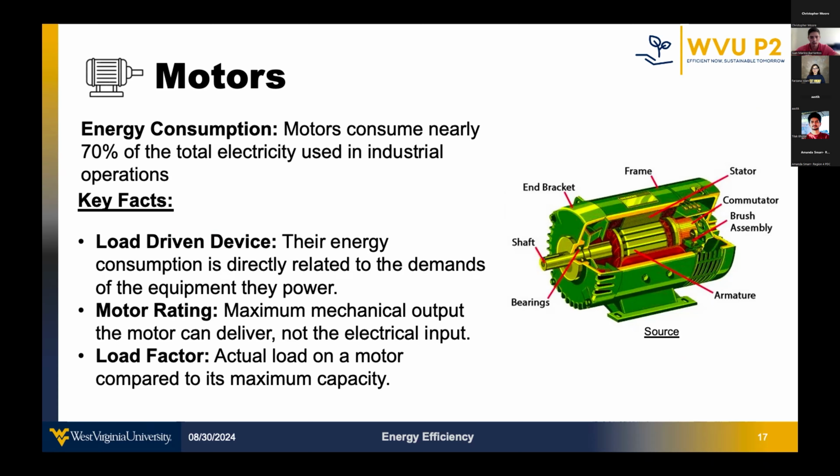The motor rating refers to its maximum mechanical output, not its electrical input. This is important because the rating indicates how much work the motor can do, but not how much electricity it will use to do that work.